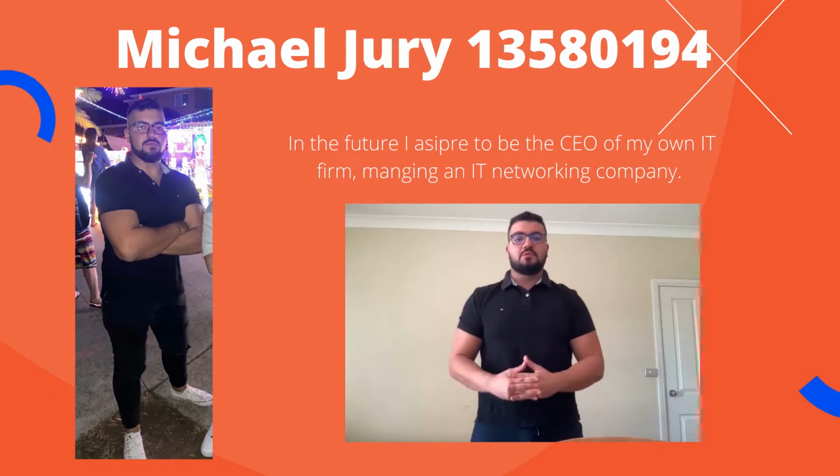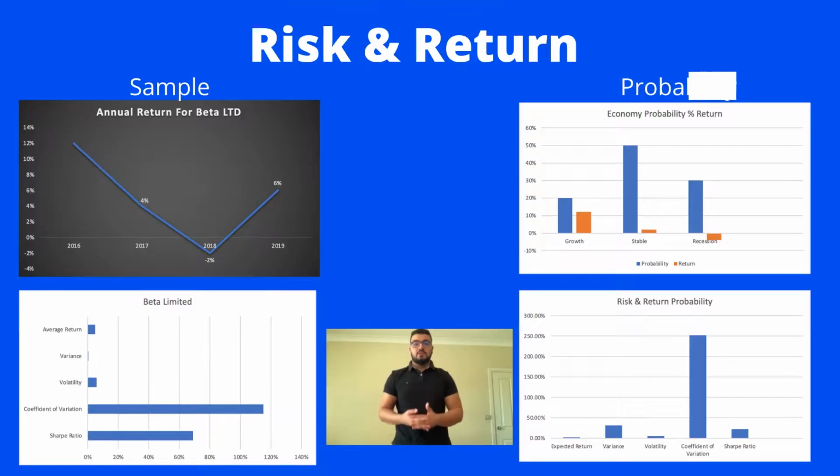Hi, my name is Michael Jury and I'll be presenting the interpretations and analysis of risk and return and risk management. The following data explores the sample and probability of risk and return. The first graph shows the annual return for Beta Limited for the given years, respectively. In 2016, it had the highest annual return being 12%, while in 2018, the lowest at -2%.